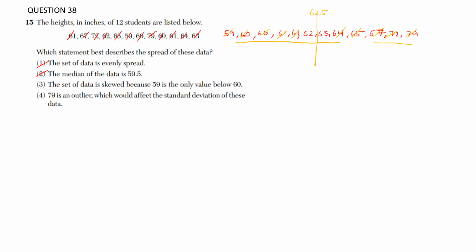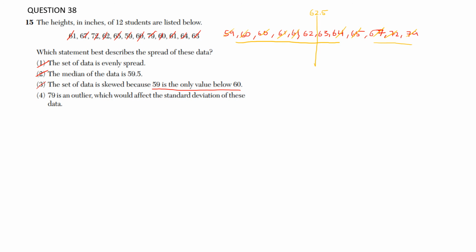So the third answer choice says the set of data is skewed because 59 is the only value below 60. Well, 59 is the only value below 60 in this data set. The data set is not skewed because of it, right? You just have a high concentration on this side.